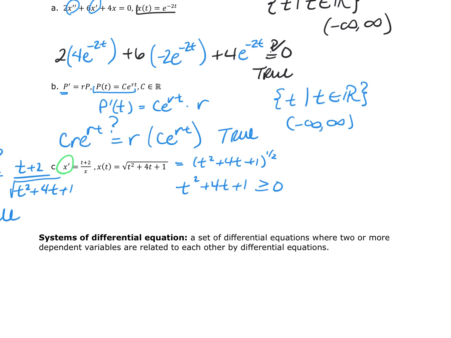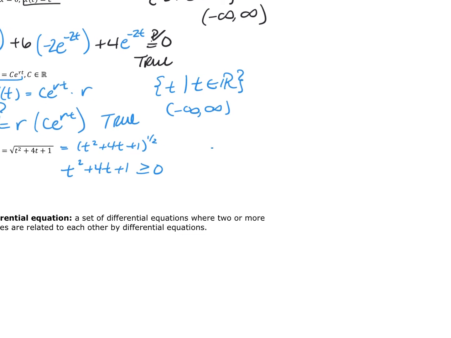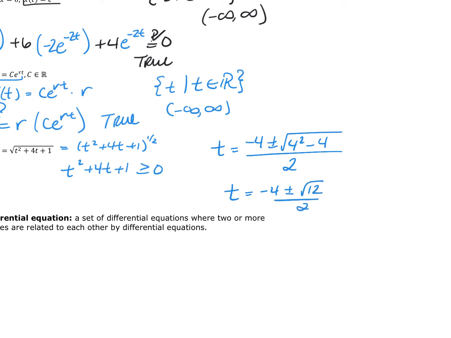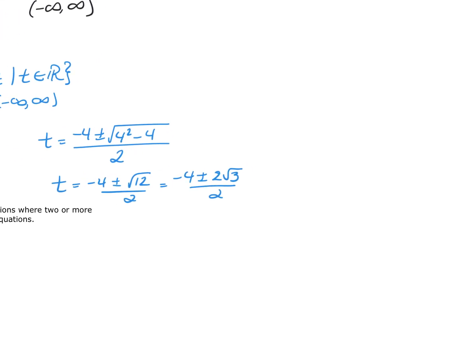And this doesn't factor, so I'm going to have to use the quadratic formula. And I'm going to say that t is equal to negative 4 plus or minus the square root of 4 squared minus 4, all over 2. So t is equal to negative 4 plus or minus the square root of 12, 16 minus 4, divided by 2, which is negative 4 plus or minus 2 times the square root of 3 over 2. And so I end up with negative 2 plus or minus the square root of 3.